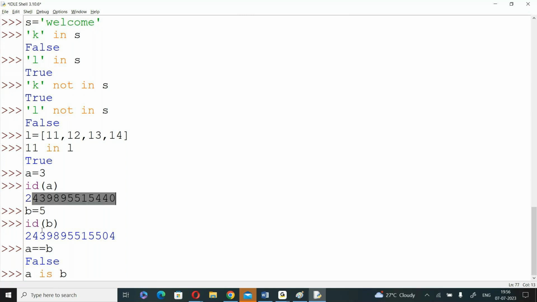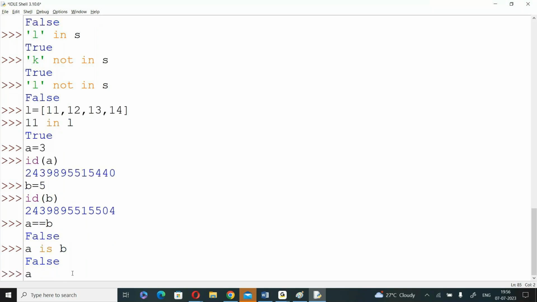Next to the ID of B, I am getting the address of B manually by observing the two addresses. Okay, I fixed that. So two variables have different memory locations. Instead of doing it like this, you can directly write A is B. The address of A is not equal to the address of B, so in this situation the answer is False. A is not B: yes, the address of A is not equal to the address of B.